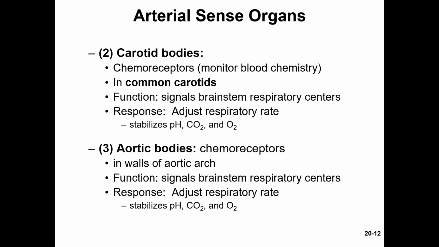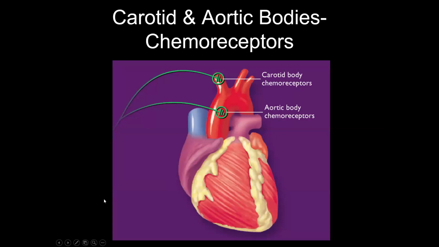output. We have aortic bodies, which are also chemoreceptors in the walls of the aortic arch. This will send signals to the brainstem respiratory centers in an attempt to also adjust the respiratory rate and change pH, CO2, and O2. So the chemoreceptors, you can understand by how it's demonstrated here what their function is in adjusting that pH. In this picture, it's just given us an example of a carotid body chemoreceptor and an aortic arch chemoreceptor.